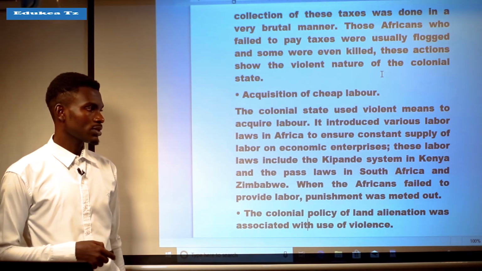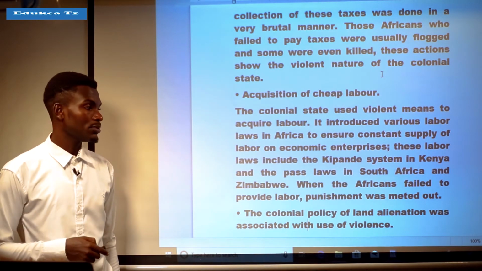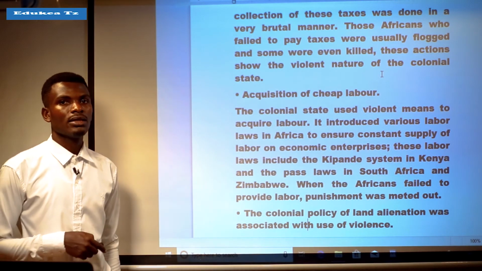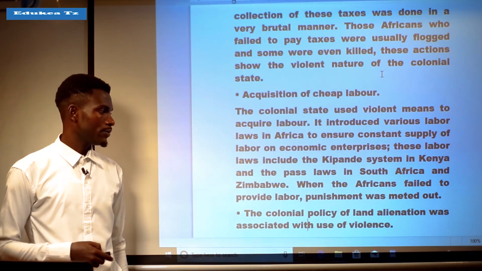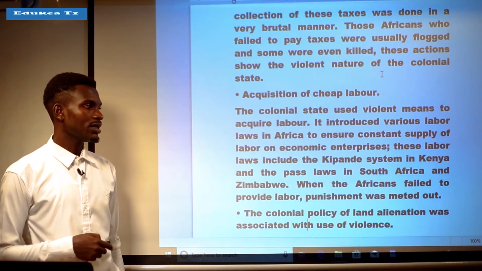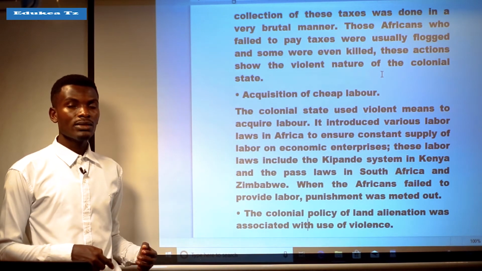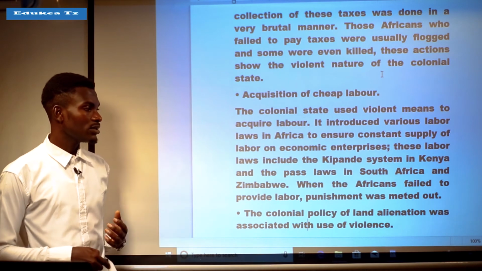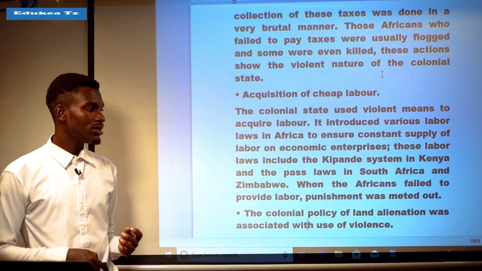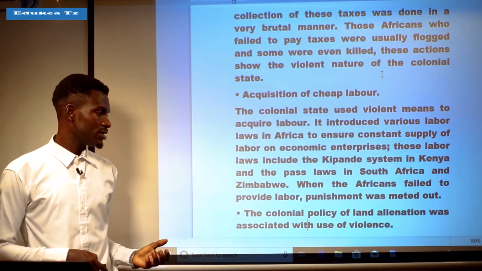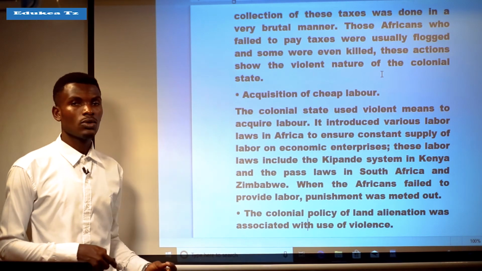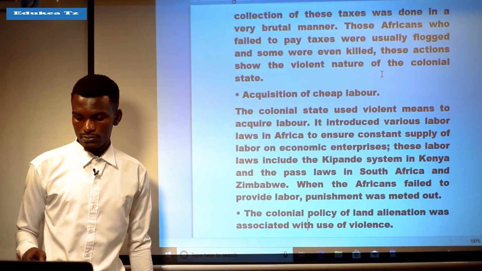Also, the pass laws in South Africa and Zimbabwe were established by the British rule to ensure that there is a constant supply of labor. When the Africans failed to provide labor, punishment was meted out. It means that once the Africans denied or failed to provide labor, corporal punishment was inflicted on them.